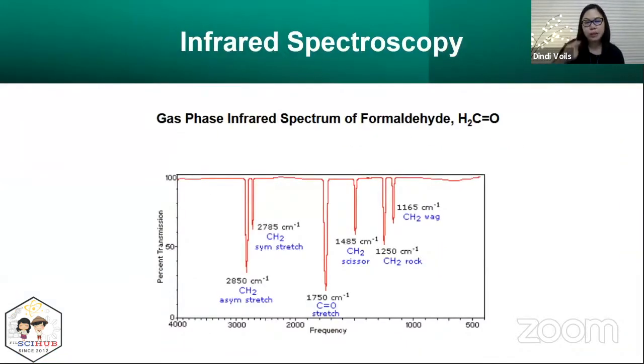So here's just an example of an IR spectra of formaldehyde. Trained chemists will be able to interpret these peaks and assign each peak with the type of the bond and the type of the vibrational mode.